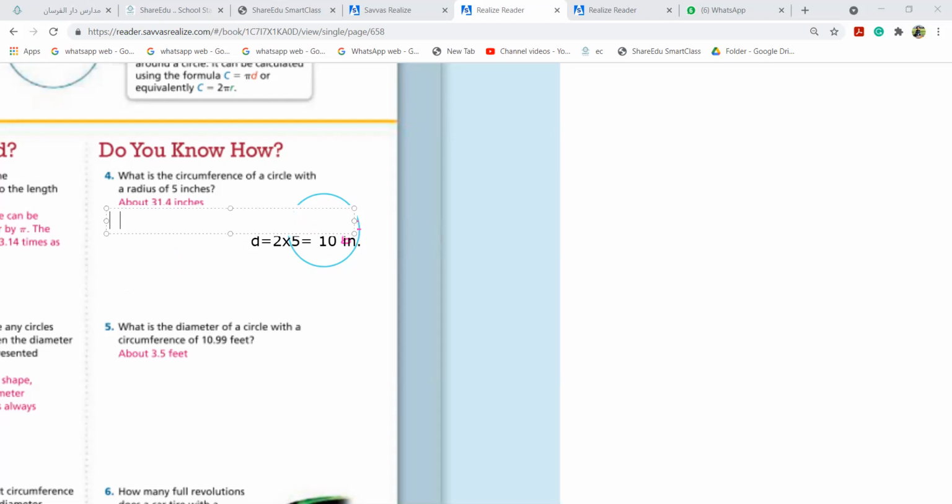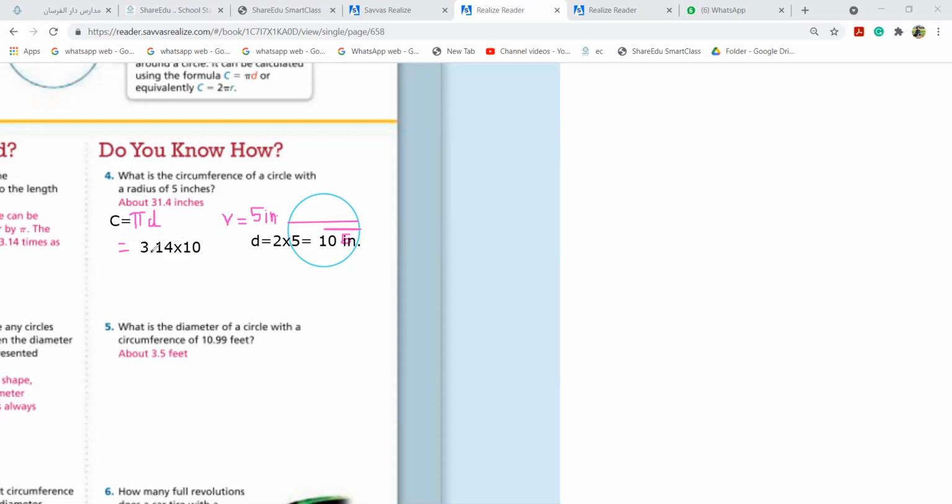C equals pi d. Please calculate and tell me. Again and again I'm saying, please, you must have calculators. The value of pi is 3.14 times d. How much d did you get? You got 10. So it's very simple. You don't even have to use the calculator. If you want, you can.